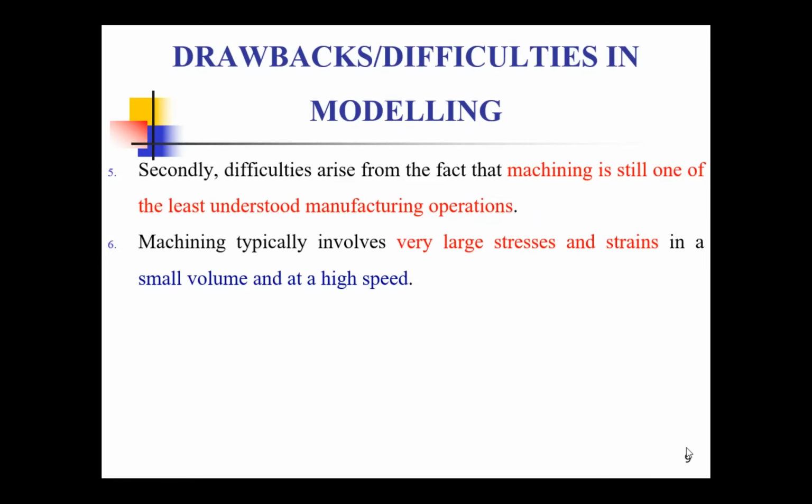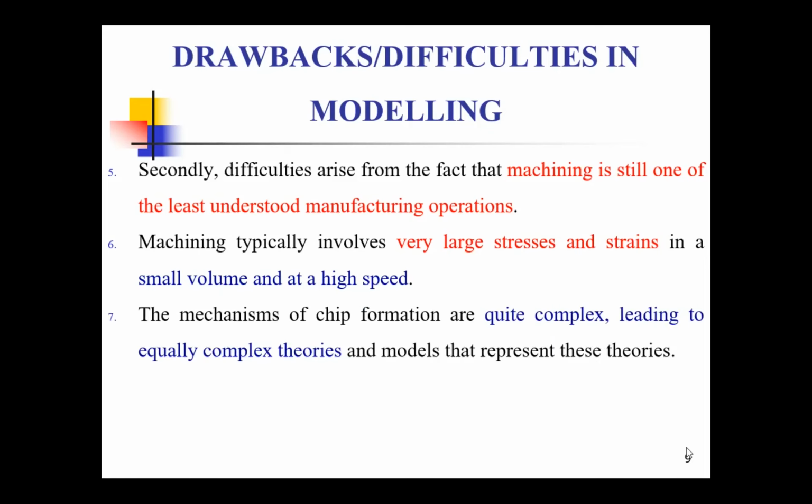During machining, the cutting tool comes in contact with the workpiece at a small region. The contact is at a small region, but the stresses and strains there will be very, very high, right? This machining process involves very large stresses and strains in a small volume at high speeds, because you can see the speed of the workpiece that rotates will be higher. So that is very, very difficult to model in a realistic condition. That is another difficulty that we will be facing.